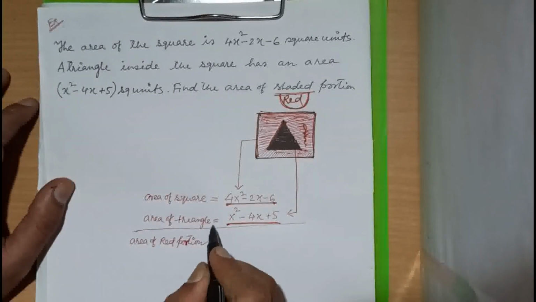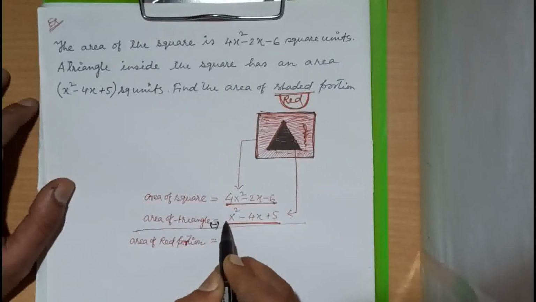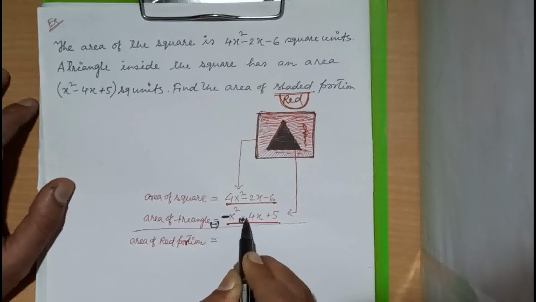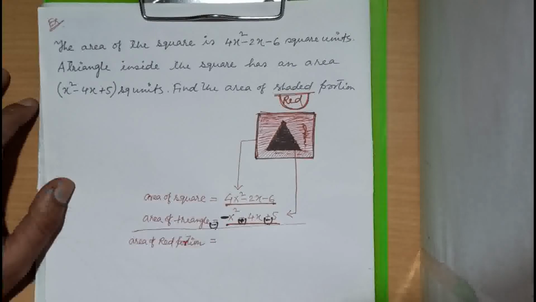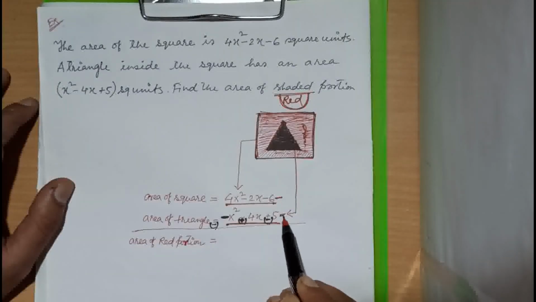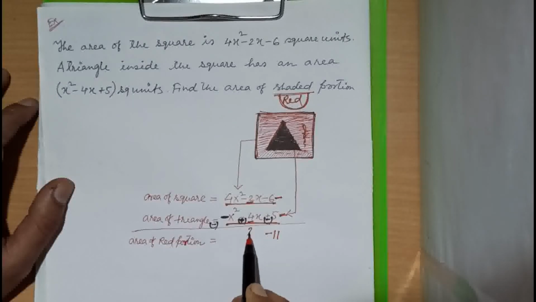Now if you subtract it, this is positive, it is also positive, but due to this minus it will become negative. This is negative, due to this minus it will become positive. This is also positive, but due to this minus it will become negative. Now you just see, negative 6 and negative 5 will give you negative 11, negative 2 and positive 4 will give you 2, and along with that x.